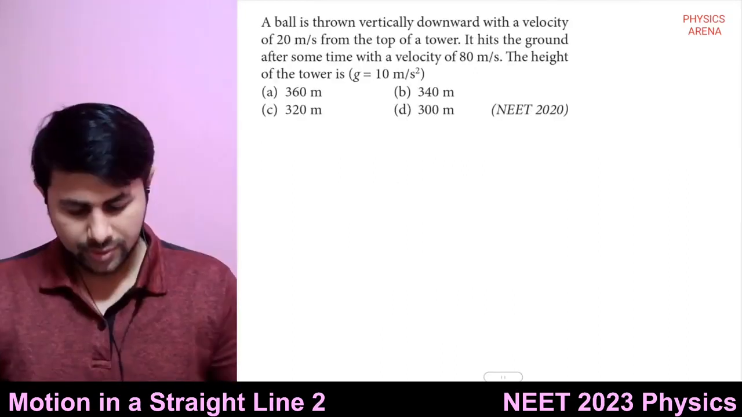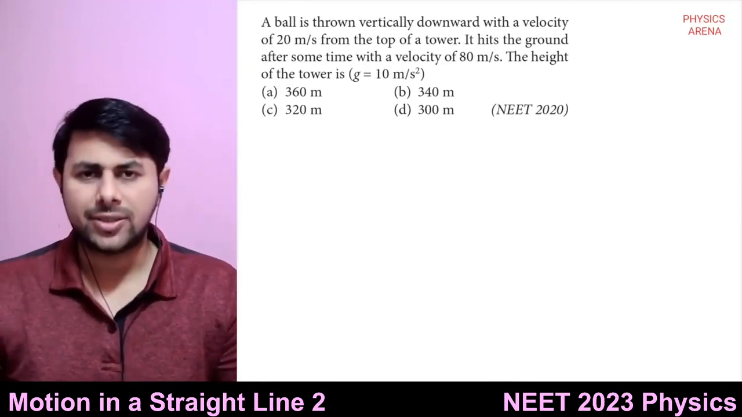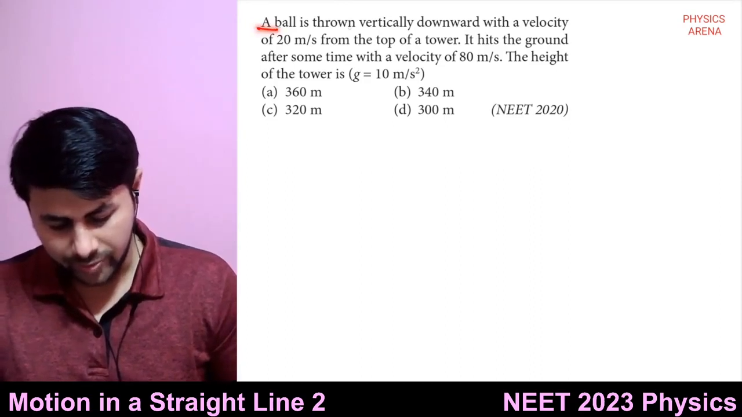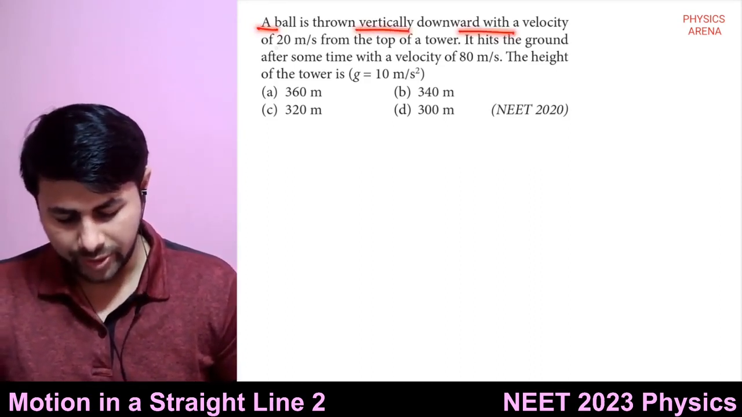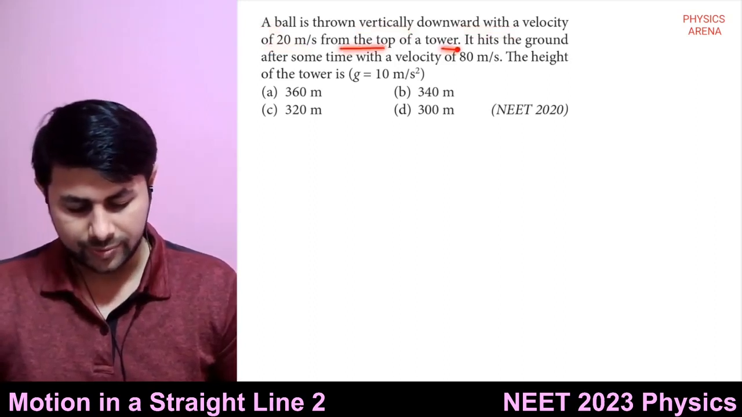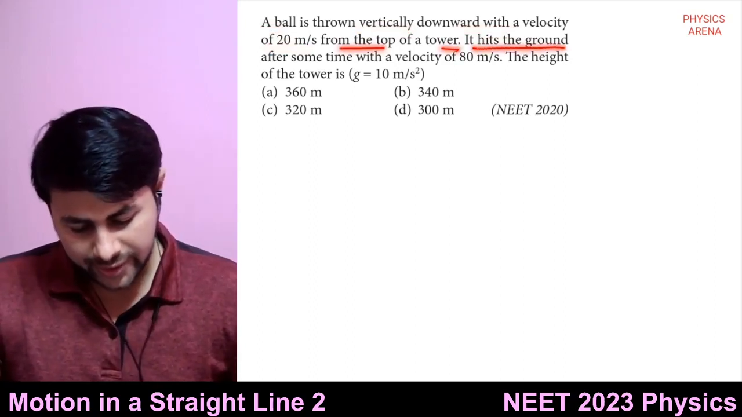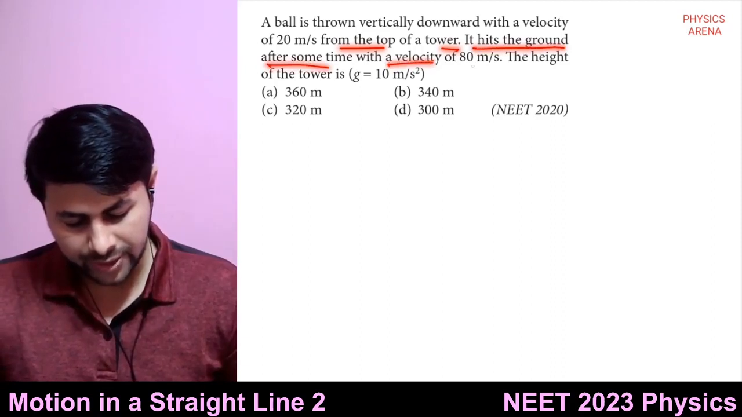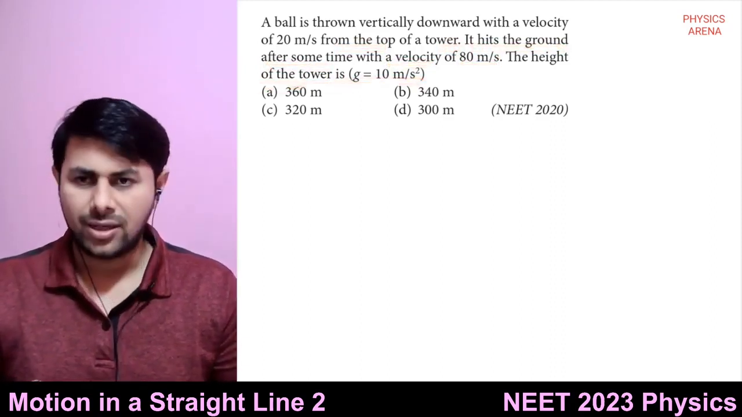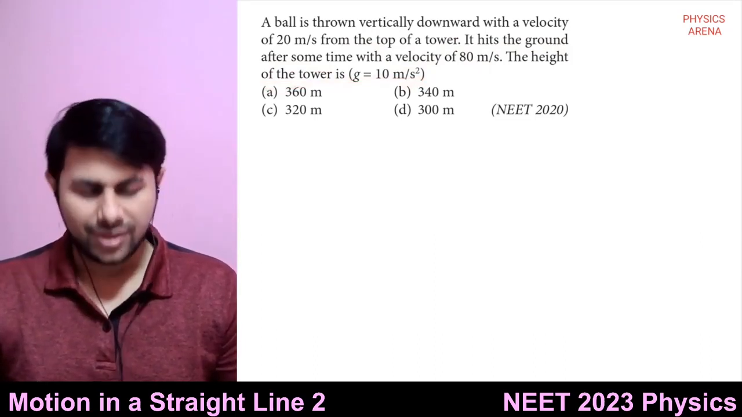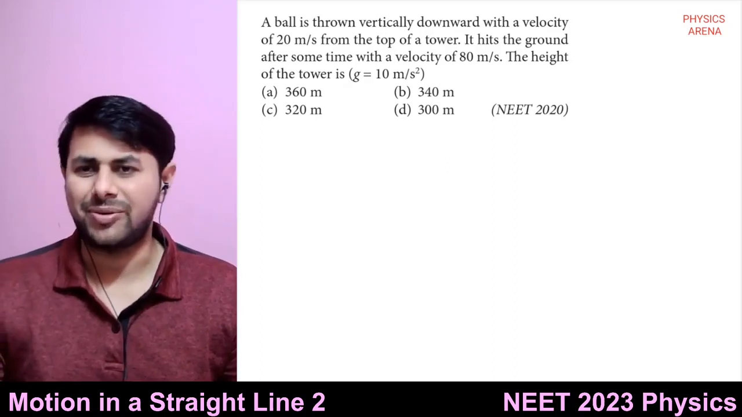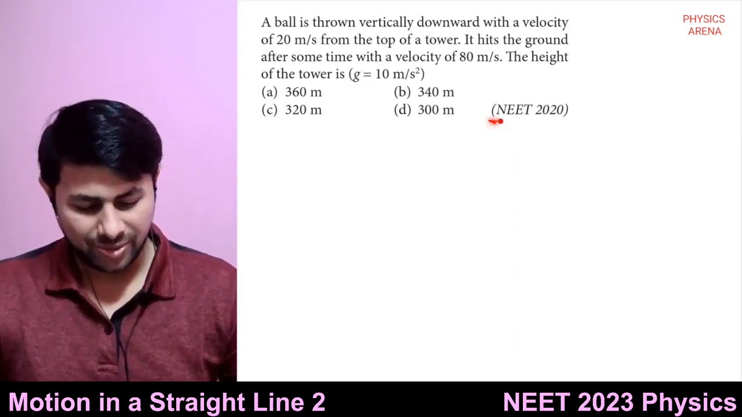Okay, so let's solve some problems based upon uniformly accelerated motion. So this first problem, a ball is thrown vertically downward with a velocity of 20 meters per second from the top of a tower. It hits the ground after some time with velocity 80 meters per second. The height of tower is. Now I want you to tell me the kinematic equation of motion that will solve this problem. This is from NEET 2020.